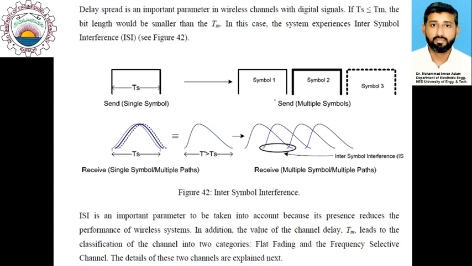On the basis of this value of delay spread, we generally characterize the channel in two categories. The first one is named the flat fading channel, and the second one is named the frequency selective channel, depending on whether this delay spread is smaller than or greater than the symbol duration. We will have a detailed discussion on flat fading and frequency selective channels in our next lecture, inshallah.